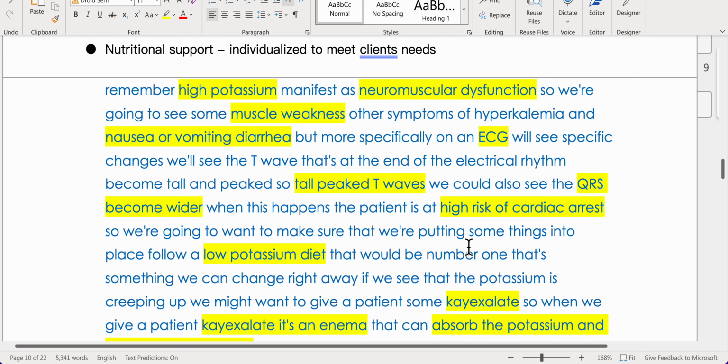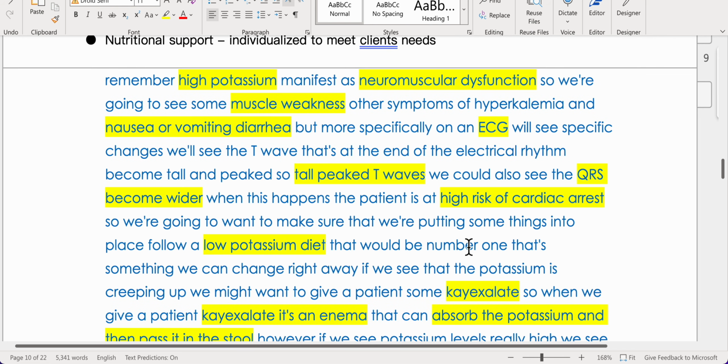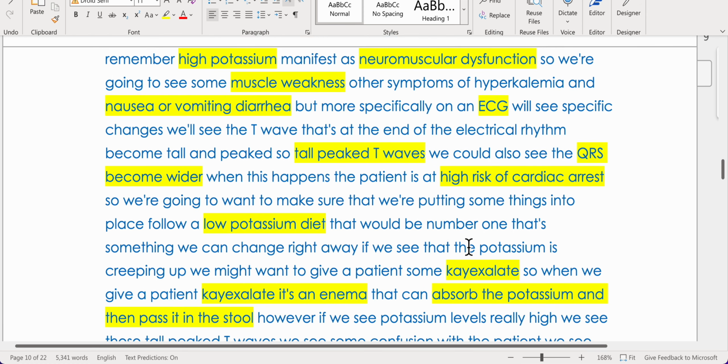When this happens, the patient is at high risk of cardiac arrest, so we're going to want to make sure that we're putting some things into place. Follow a low potassium diet. That would be number 1. That's something we can change right away. If we see that the potassium is creeping up, we might want to give a patient some K-exalate.